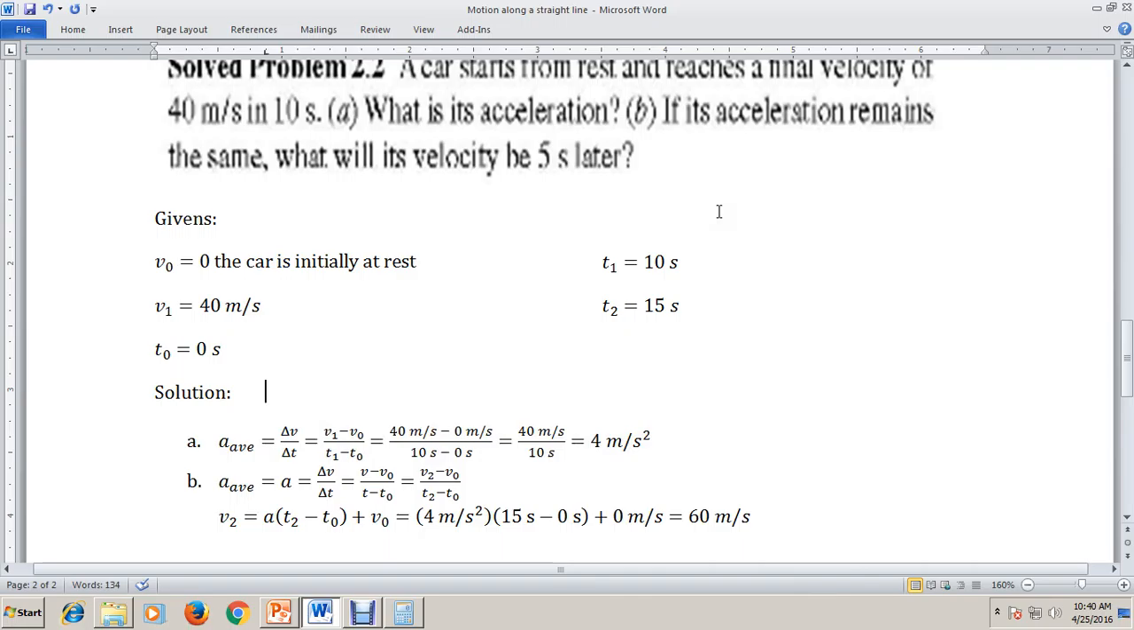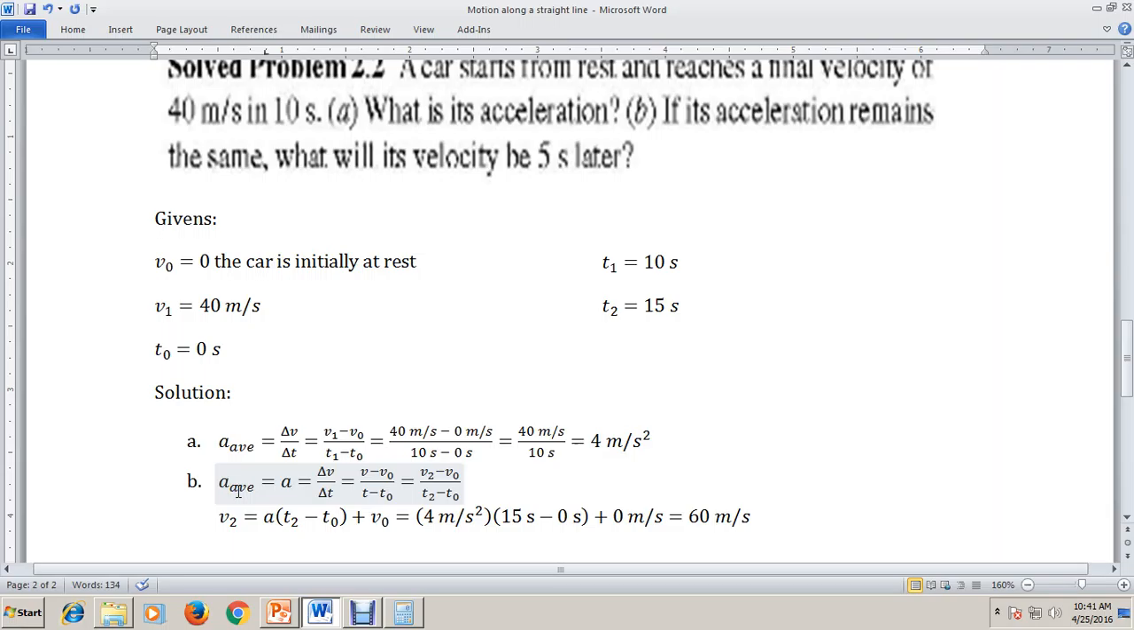Okay, so next would be letter B. If the acceleration remains the same, so what does that mean? Before we proceed with answering, what is meant by the acceleration remains the same? It means that the average computed acceleration remains the same. That means the value of the average acceleration is equal to the value of the instantaneous acceleration. Or simply, what is meant by the acceleration remains the same is that the average value is equal to the instantaneous value, or simply we drop the subscript average.